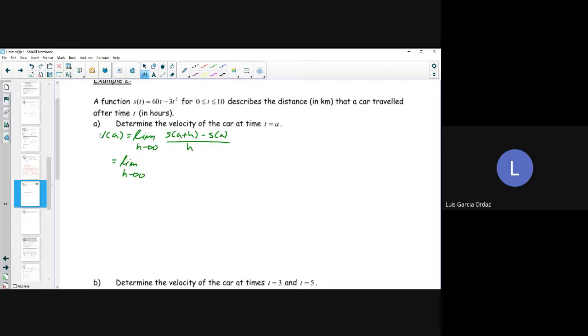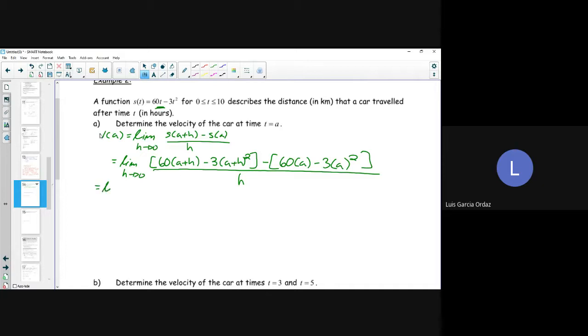We get the limit as h approaches 0. Remember, wherever you see a t, you're going to sub in a plus h. So we're going to get 60 times a plus h minus 3 times a plus h squared, minus 60 times a minus 3a squared, close bracket, and that's all over h. So now what we're going to do is try to expand and simplify.